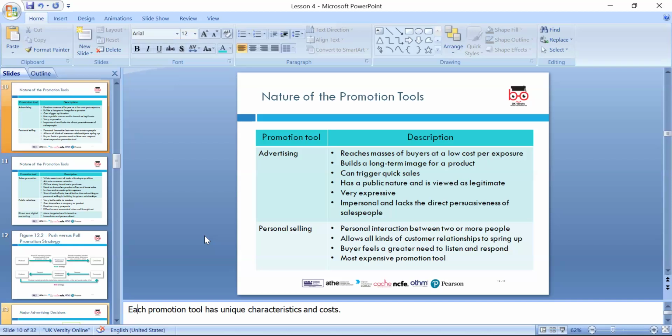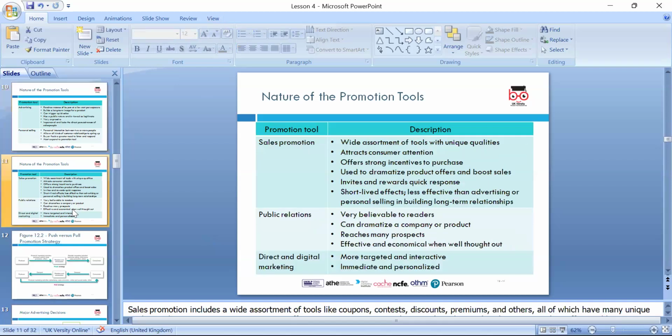So personal interaction between two or more people allows for customer relationships, because relationship marketing is very, very important. We have to look around. Sometimes it's very expensive, but we're not achieving the desired objective of marketing. So sales promotion is a wide assortment of tools with unique qualities that attract the customer's attention. We look at the use, dramatizing the product offered and boosting sales, inviting and rewarding a quick response.